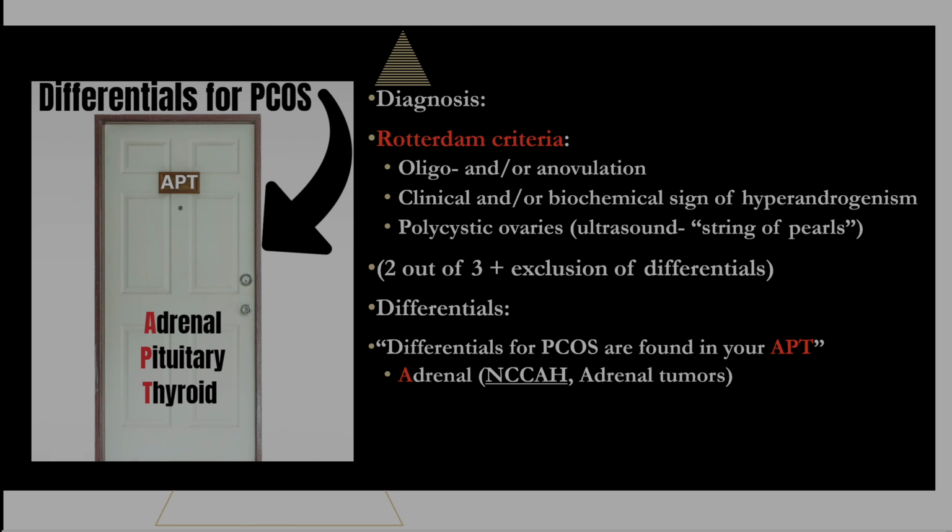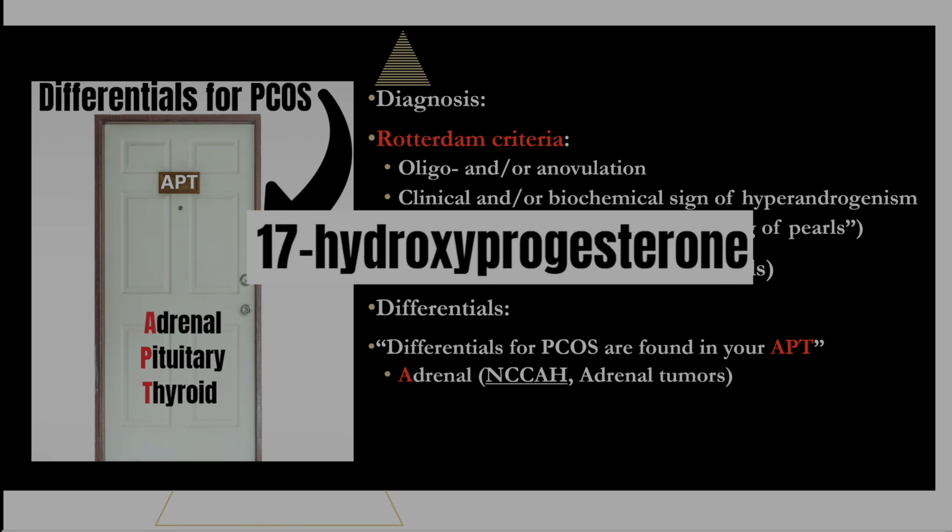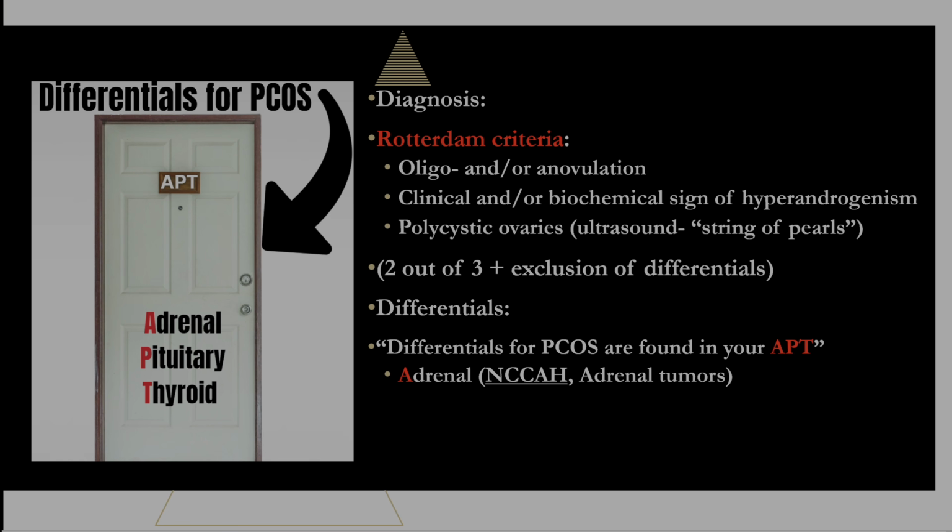So to screen for this, you obtain a serum 17-hydroxyprogesterone, which is also super high yield to know. I sometimes remember the mnemonic as apartment 17 just to help me remember this screening test because it's just so popular to be tested on, and I definitely got a question on this in school. So please remember this one. And then the other adrenal differential is an adrenal tumor.